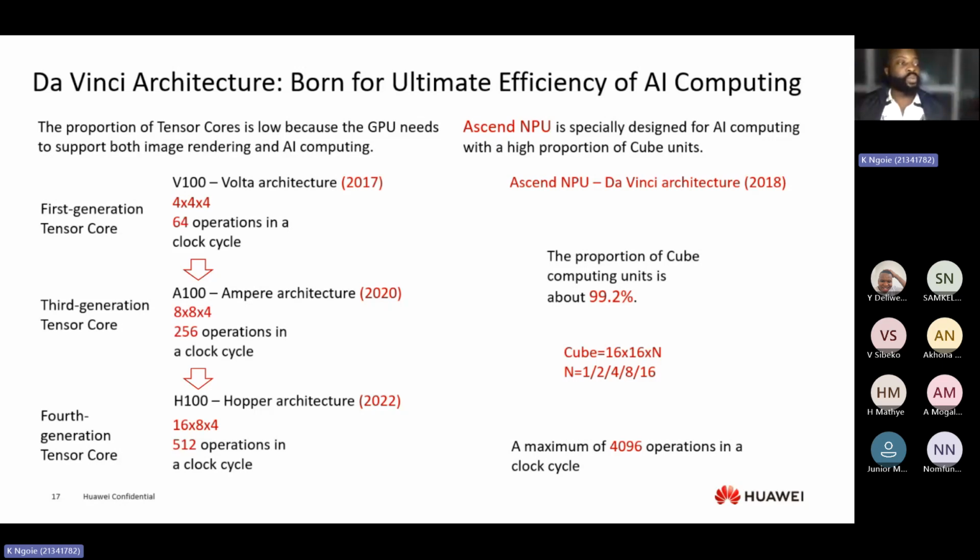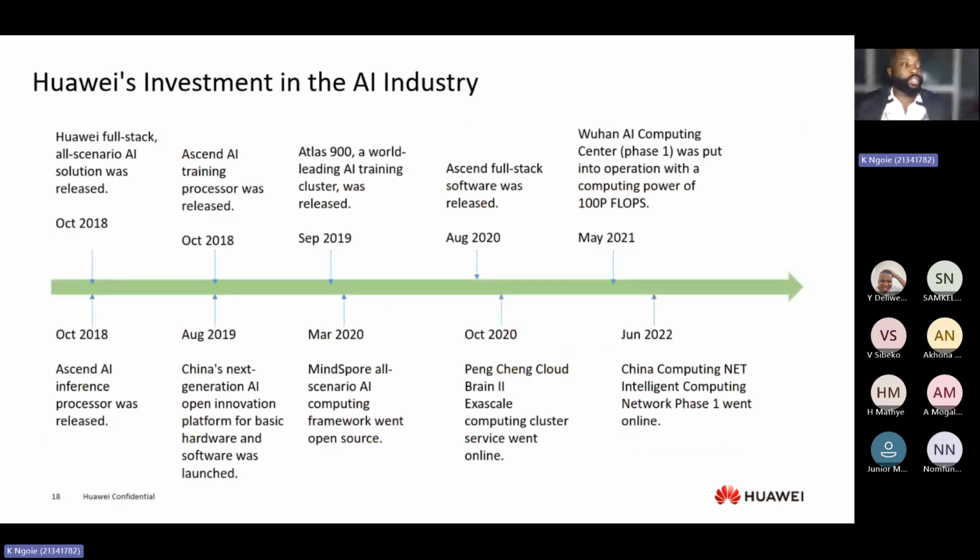For example, you have the Ascend NPUs, which are designed for AI computing with a high proportion of cube units. We're going to learn about the different units that come when a processor is created in the architecture of the processor. There are different units that are running different tasks.